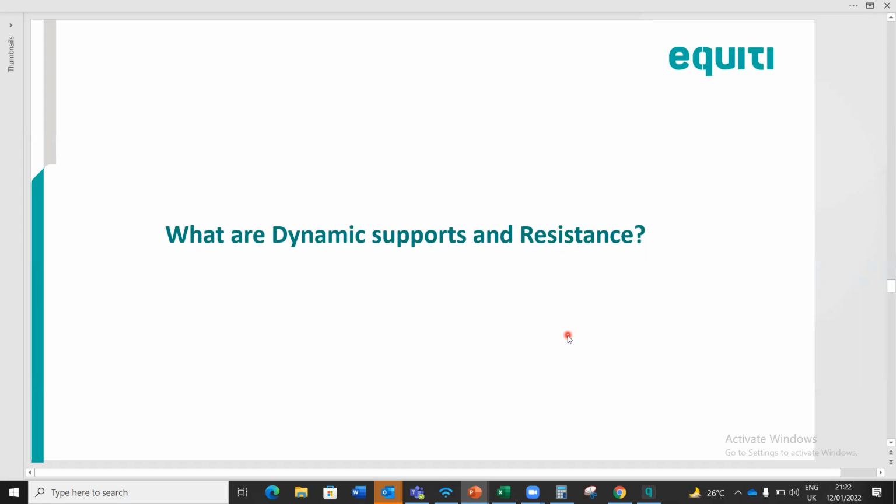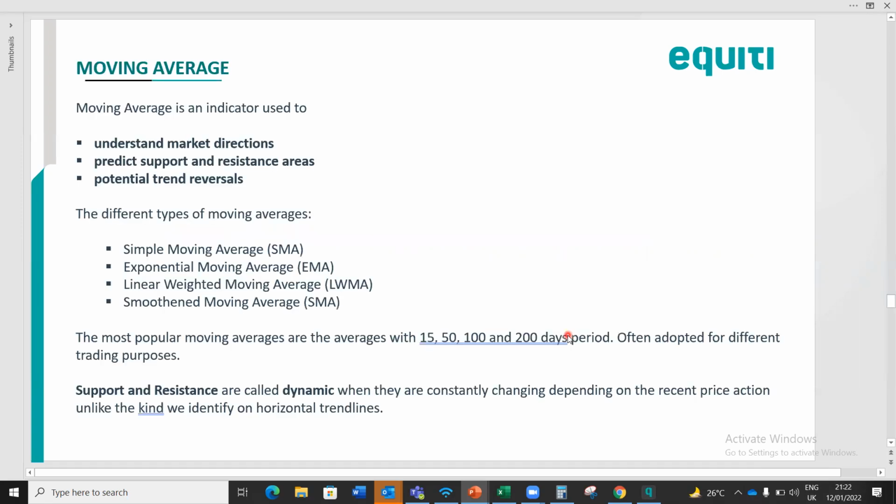So having known how to draw the trend line and also use the trend line to spot opportunities, what are dynamic supports and resistance? Dynamic support and resistance will actually help us to factor in those spots in the trend that was created that didn't touch the trend line. But what are dynamic support and resistance? We're going to answer that using the moving average.